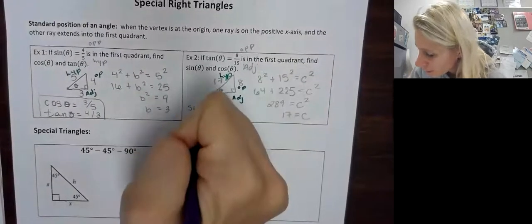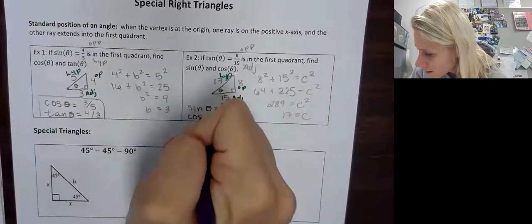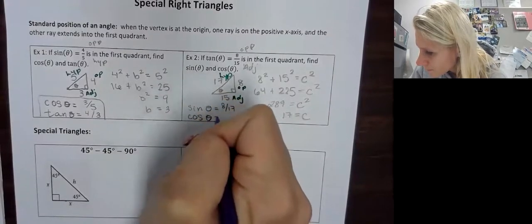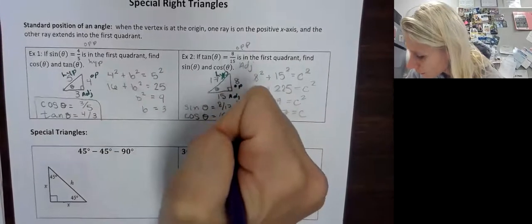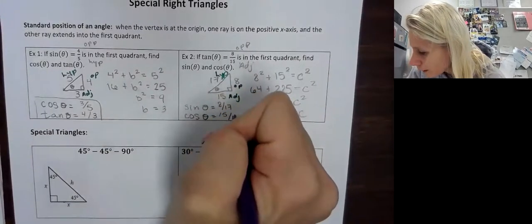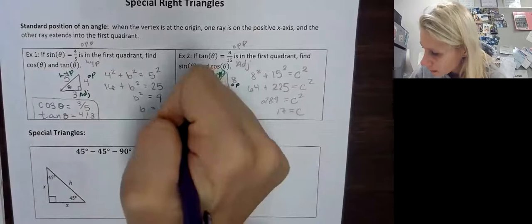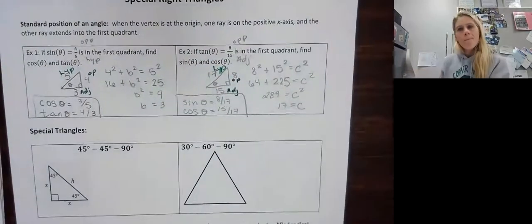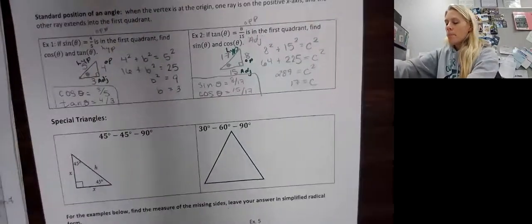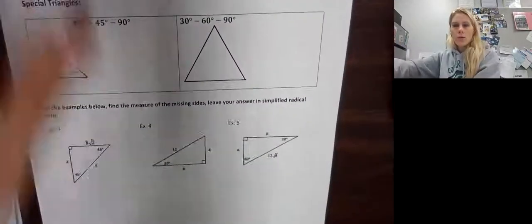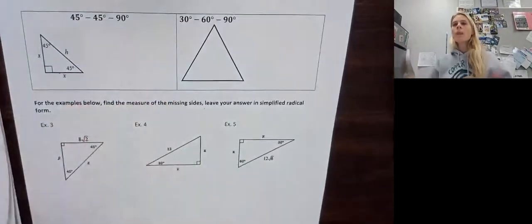And cosine of theta equals adjacent, which is 15, over hypotenuse, which is 17. And we're done. So you'll have a couple of questions like that to practice. But we're going to go into our special right triangles.